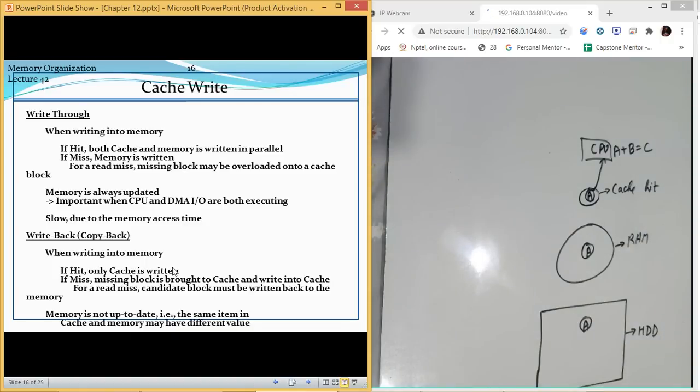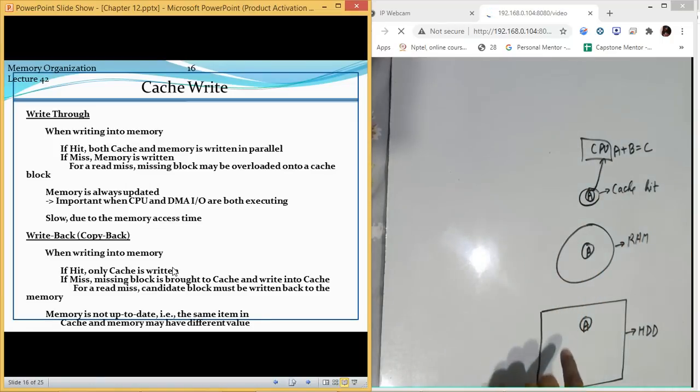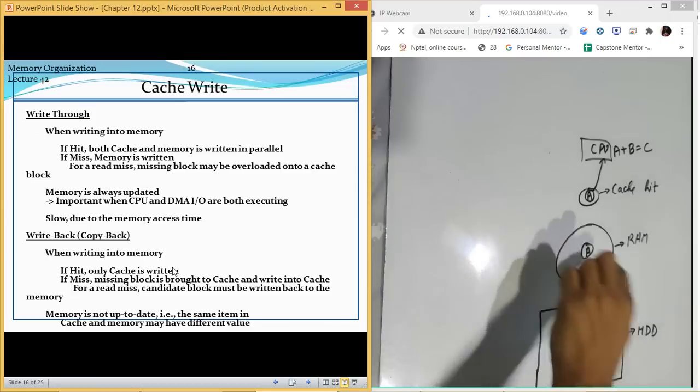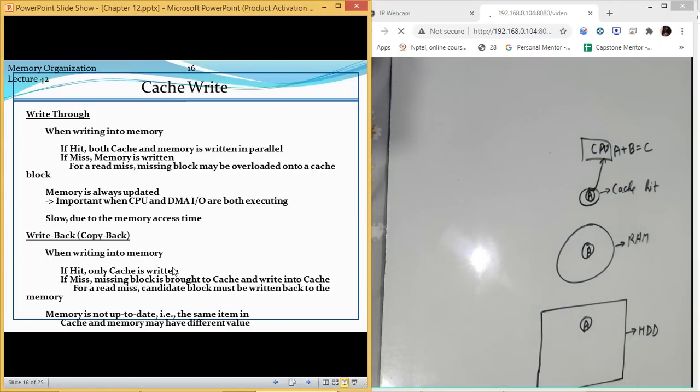Now how are we going to reflect the same value of C to all the different places, like inside the cache, inside the RAM and inside the hard disk? So how are we going to change this data? That is what we are going to discuss. We have two methods to do that task. First one is write through and second is write back. So we will discuss both of them.